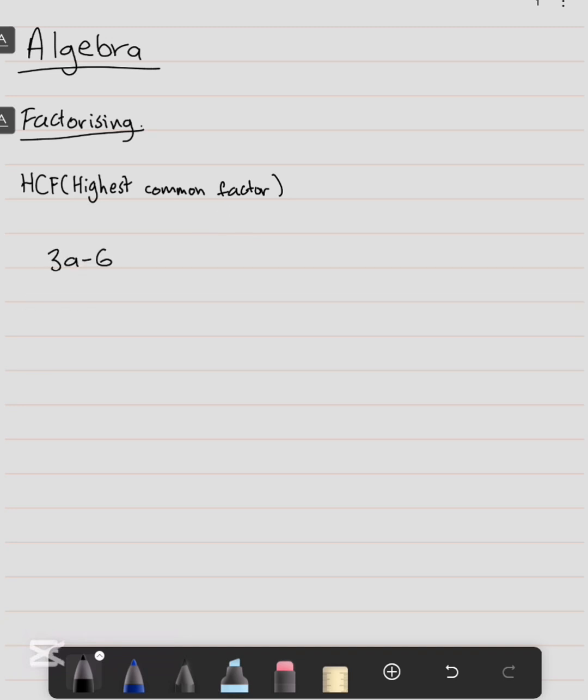Another example is 3a minus 6. We can see 3 is the common factor and we expand it to 3 bracket a minus 2, because if we expanded it out, it would give us our original equation.